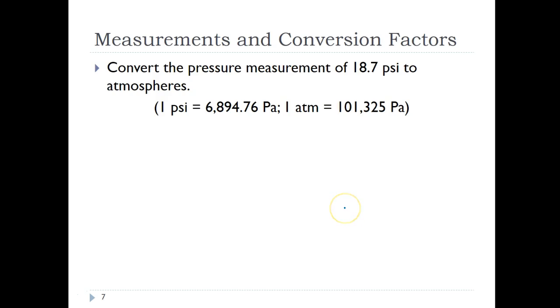So I've given some unit factors up there. I've got psi to the capital PA, that's pascals, and then I've got the conversion factor from pascals to atmospheres. So these would be ones that I wouldn't expect that you have memorized. So this is going to be a two-step process because I don't directly give you a psi to atmospheres unit factor. So when I'm asking myself the question, what unit do I want to get my answer in? It's atmospheres.